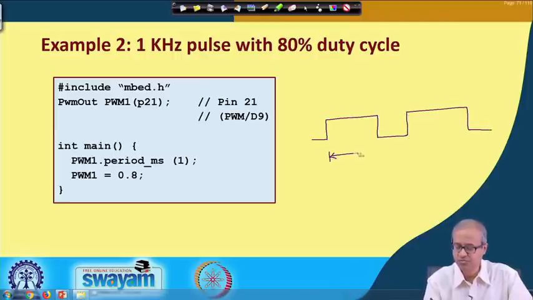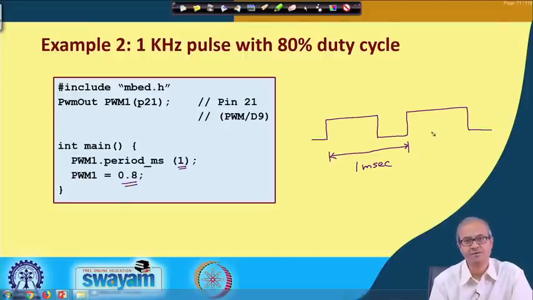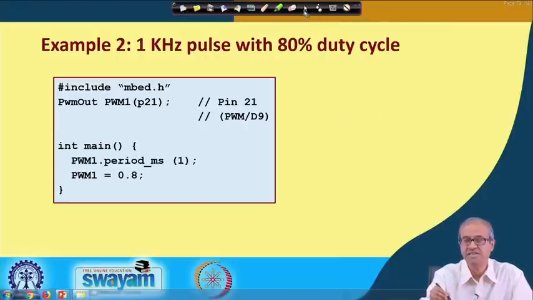First, it is 1 kilohertz. 1 kilohertz means the time period will be 1 by 1k, which is 1 millisecond, and 80% will be the duty cycle. So, in the same way you specify a PWM pin, you specify the period in milliseconds. I am using here ms1, so it is 1 millisecond, and PWM equal to shortcut, I am using duty cycle 0.8. So, it will be generating a waveform like this. Okay. So, this we shall be seeing in the demonstration, how we can use this PWM control to generate various kinds of waveforms.